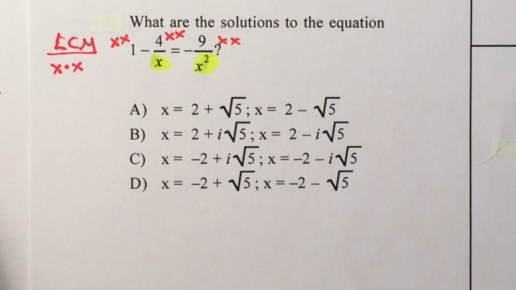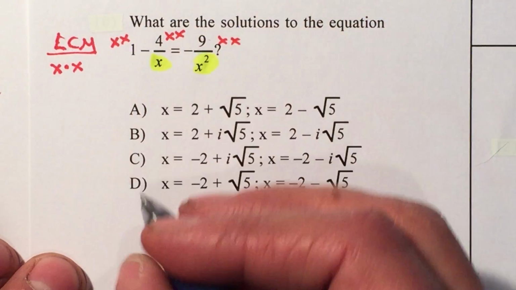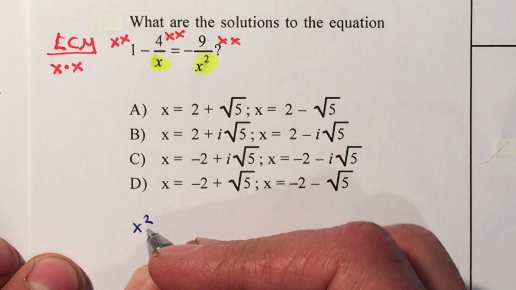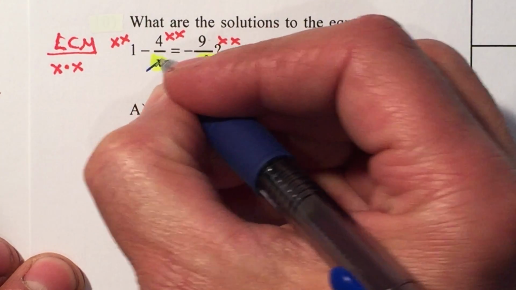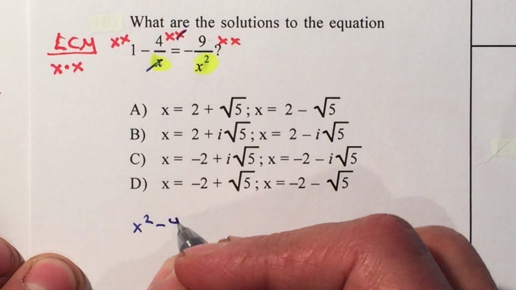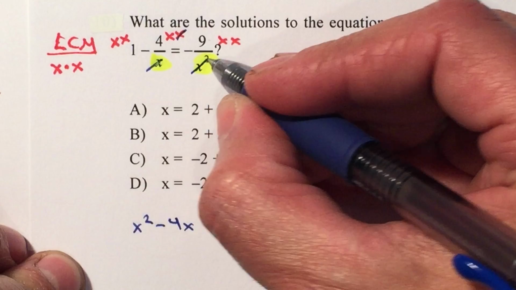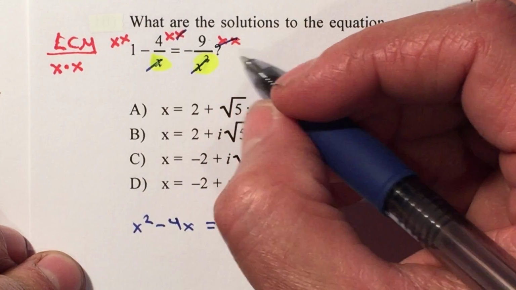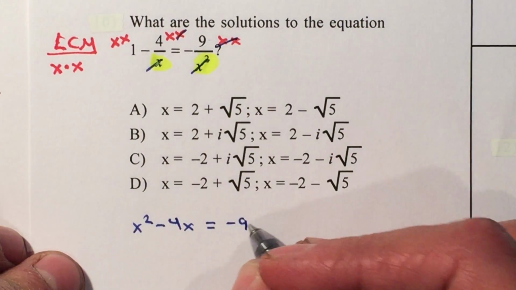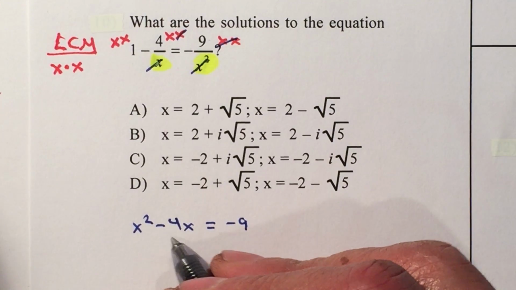And what cancels on the first one? On the first one, we just have x times x times 1, which gives me x squared. On the second one, one of the x's cancels, so I just have negative 4 times x, which is negative 4x, equal to. On the next one, both x's cancel, so I just have a negative 9. And now I can solve it.